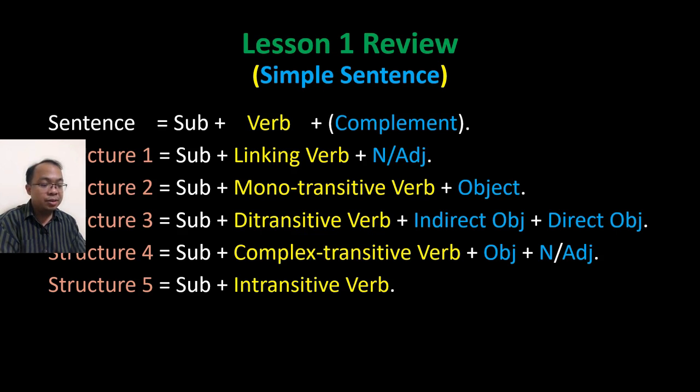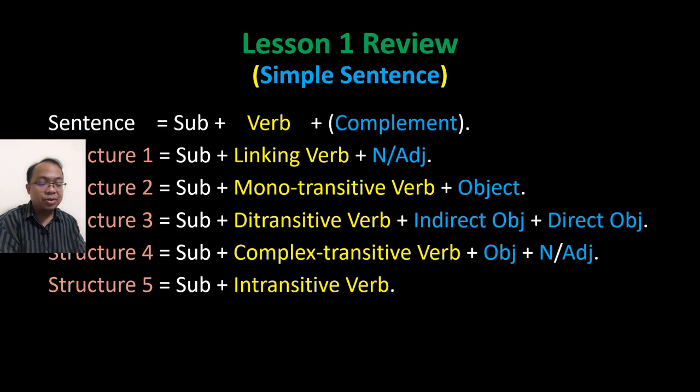The first structure is the sentence that we write with the linking verb, and we know that what can come after the linking verb is a noun or an adjective. For sentence structure number 2, our sentence is written with the monotransitive verb, which requires one object in order that the main verb can have full meaning, right?